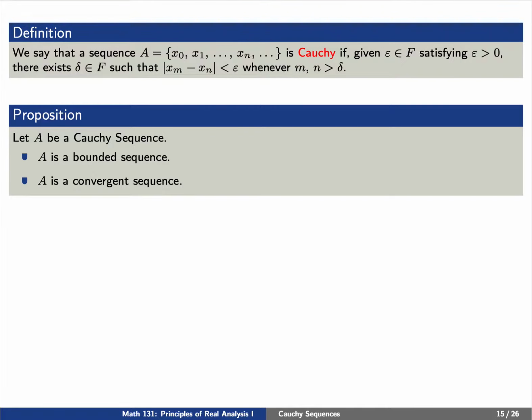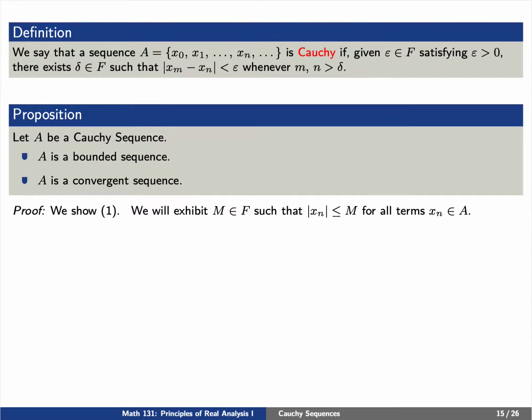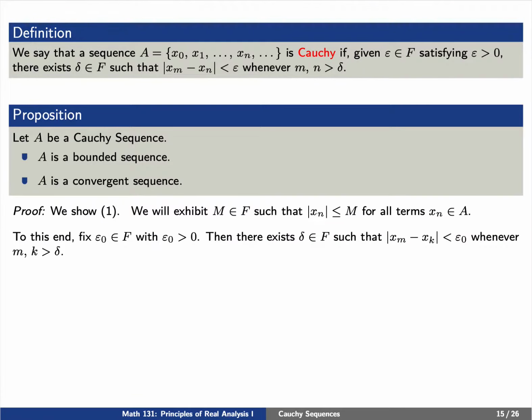Here are two properties. First, every Cauchy sequence is a bounded sequence, and second, every Cauchy sequence is a convergent sequence. Let's explain why. We're going to exhibit a bound M such that the absolute value of each x_n is less than or equal to M. To this end, let's fix a positive epsilon naught. You can think of epsilon naught as equal to 1 since we're going to fix it throughout the rest of this proof. We know that there exists a delta such that |x_m minus x_k| is less than epsilon naught whenever m and k are greater than delta.